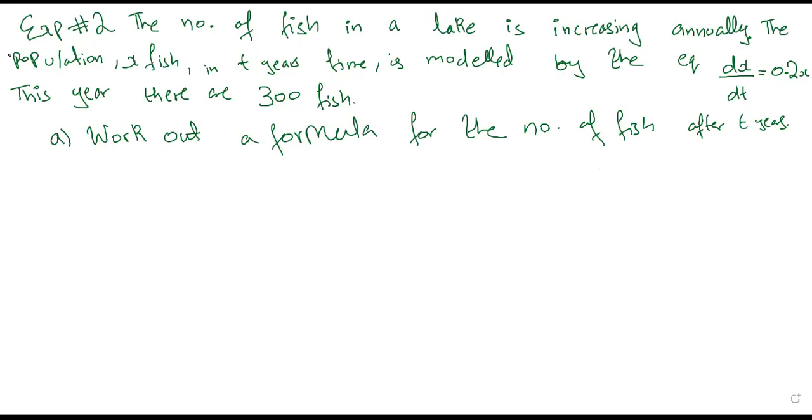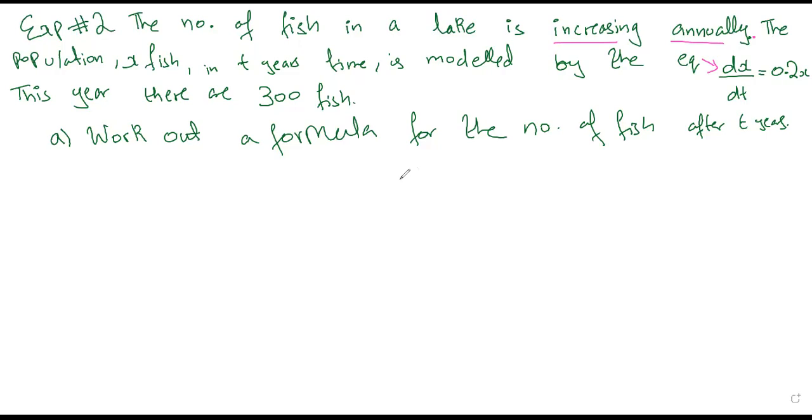Let's just understand the question first. The number of fish in a lake is increasing annually. Now, this could have been extremely important information for us if we were asked to make the differential equation. Here they have given us the differential equation. So, after the full stop, we have the population X of fish in T years time is modeled by the equation. This year there are 300 fish. Work out a formula for the number of fish after T years.